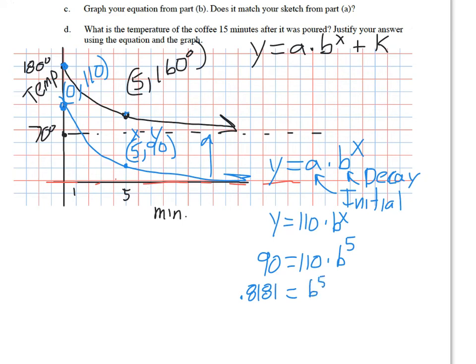Equals b to the 5th power. Now you could take the 5th root of both sides, or I'm hoping we're developing better exponent skills where you could say, hey, I'm going to take both sides and raise it to the 1/5 power. Because 5 to the 1/5, you multiply, you get 1. So this is b to the 1 equals 0.818 raised to the 1/5 power is 0.961.